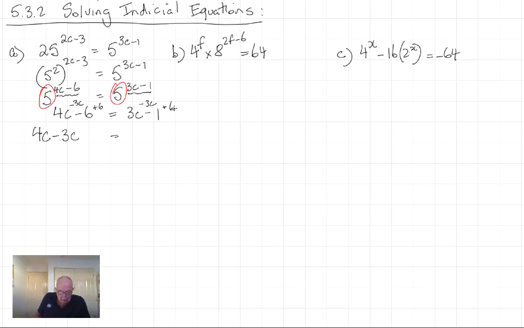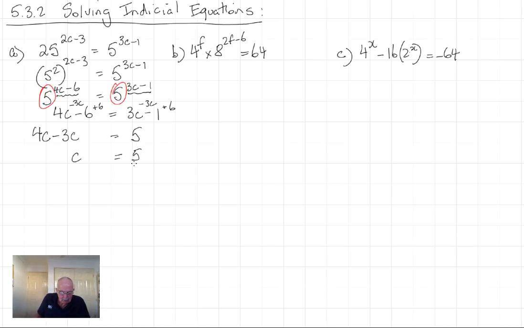We're virtually doing 2 steps in one here. So we've got 4c minus 3c, minus 6 plus 6 is 0, so we don't write any there. 3c minus 3c is 0, minus 1 plus 6 is equal to plus 5, or just equal the number 5. And our next step, 4c minus 3c is 1c, or c equals 5.